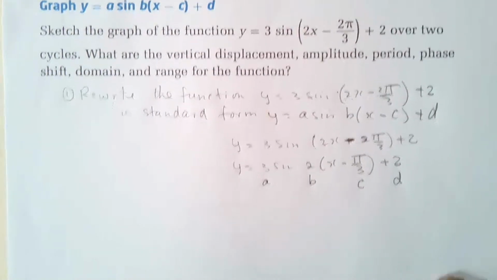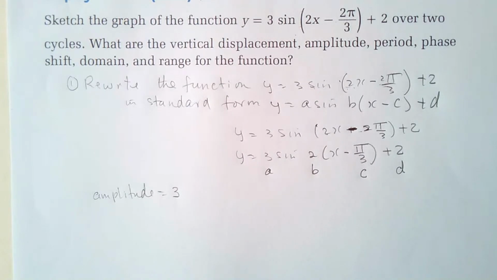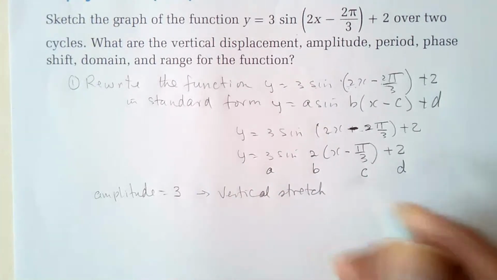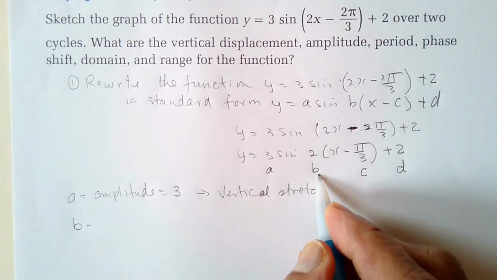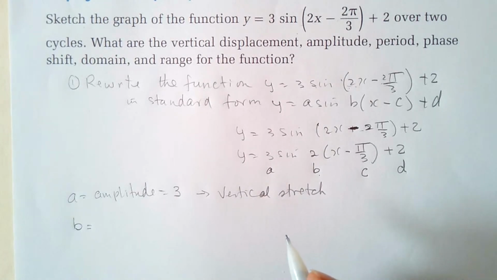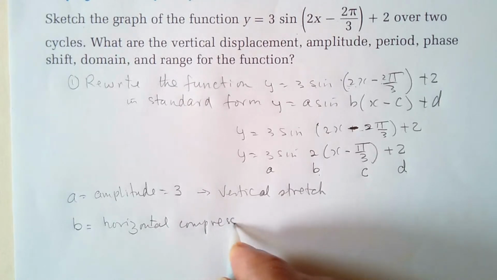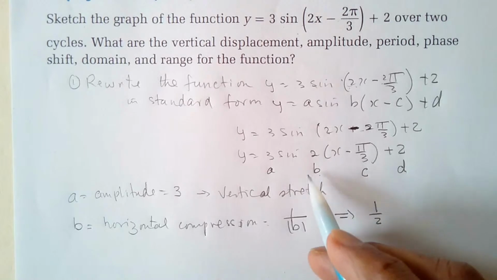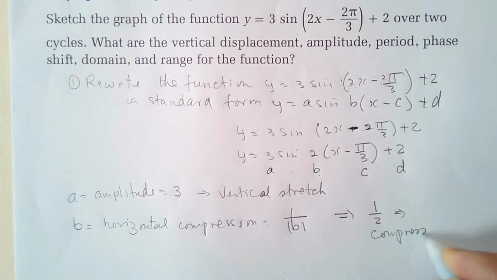Okay, so we can start to put some information down here. We can know that our amplitude is 3. In other words, our vertical stretch, which is A. The B is our horizontal compression, which is 1 over absolute value of B, equals 1 over 2. So now this graph is compressed by a factor of a half.